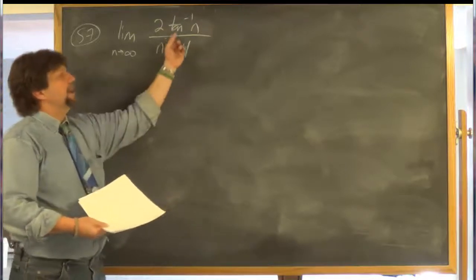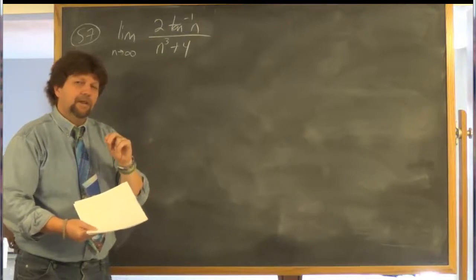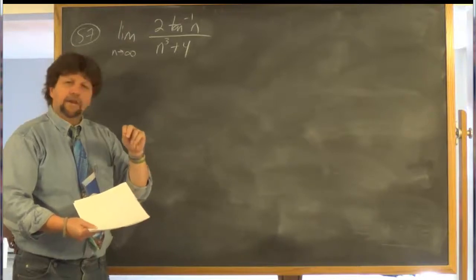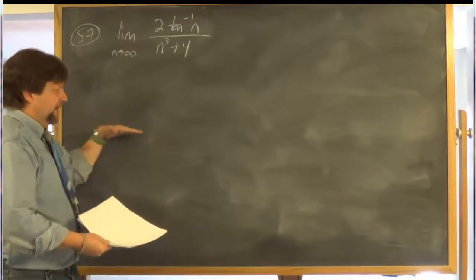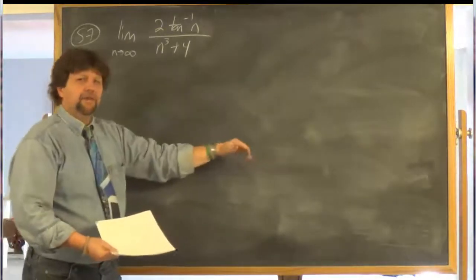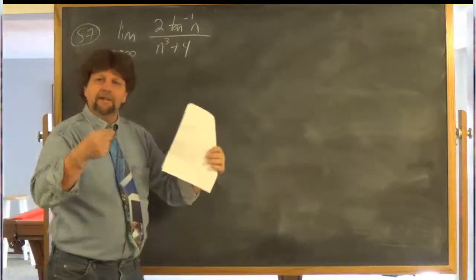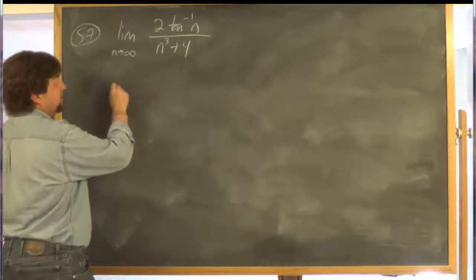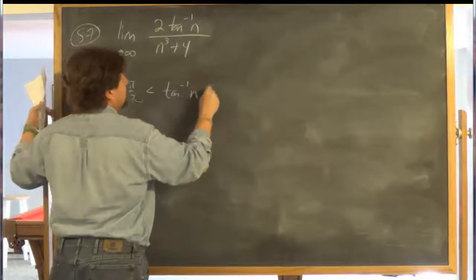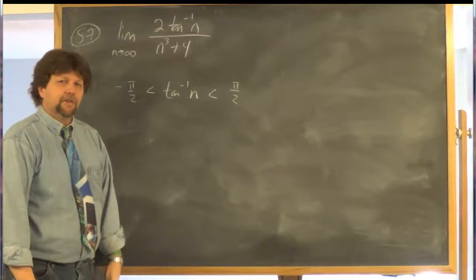I verify it because I see that inverse tangent. And that's the one graph that I said you really needed to know of the inverse trig functions. The graph of inverse tangent has this type of shape. It has a horizontal asymptote at negative pi over 2 and a horizontal asymptote at pi over 2. That tells me an inequality. That tells me that inverse tangent is trapped between negative pi over 2 and pi over 2.